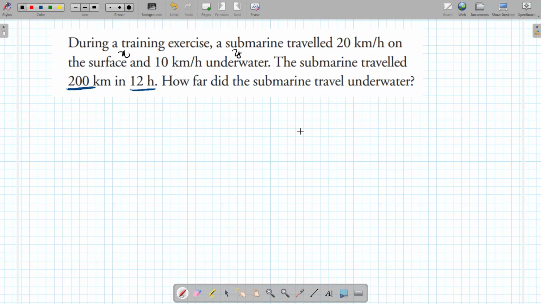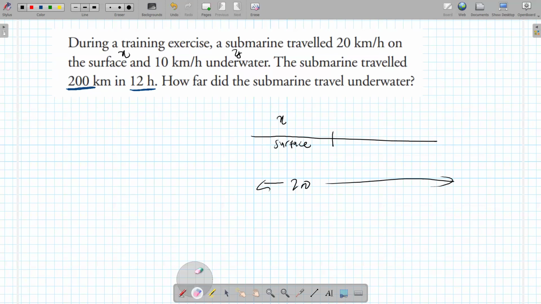So they're traveling 200 kilometers total. Let's say this is x. 200 is the total. On the surface, it traveled x. How much is it going to travel underwater in terms of x? What is this distance from here to here in terms of x? 200 minus x. Yeah, 200 minus x.